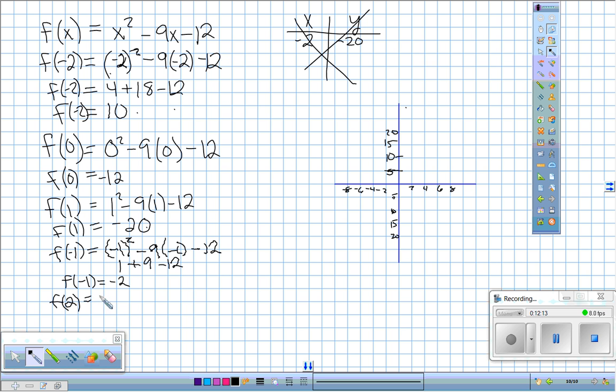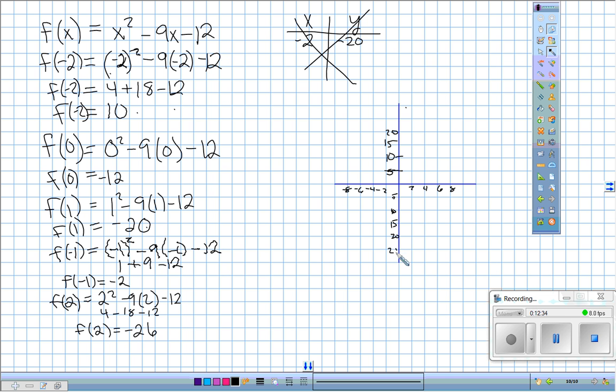So f of 2, to finish this, I have 2 squared minus 9 times 2 minus 12. So I have 4 minus 18 minus 12. -18 and -12 is going to give me -30. -30 plus 4 will be -26. So I'm also going to need my 25, so negatives.